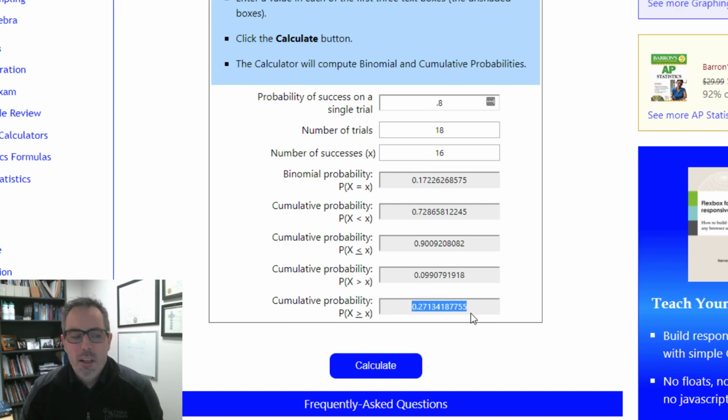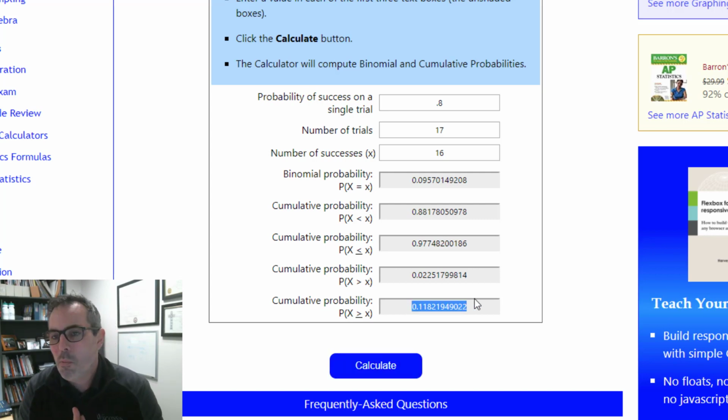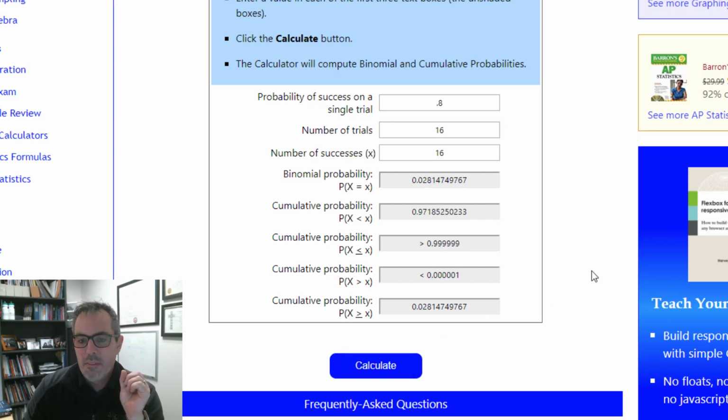Now, going on, the idea is if you were to change some of these things and say, well, what if I only sold 17 seats? The nice part is you can enter that in and calculate it. If I sell 17 seats, there's an 11% chance that one person doesn't get a seat. If I sell only 16 seats, there's a 2% chance that 16 people or more show up. In fact, there's only a 2% chance that all 16 people would show up, which means there's a 97% chance that I'm going to have an empty seat on that flight.